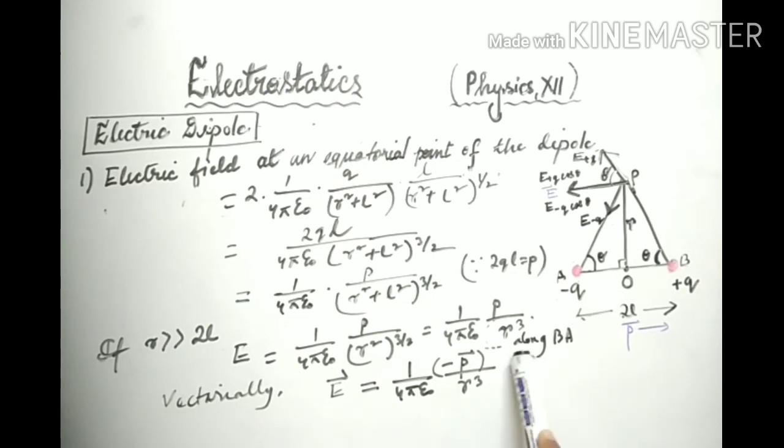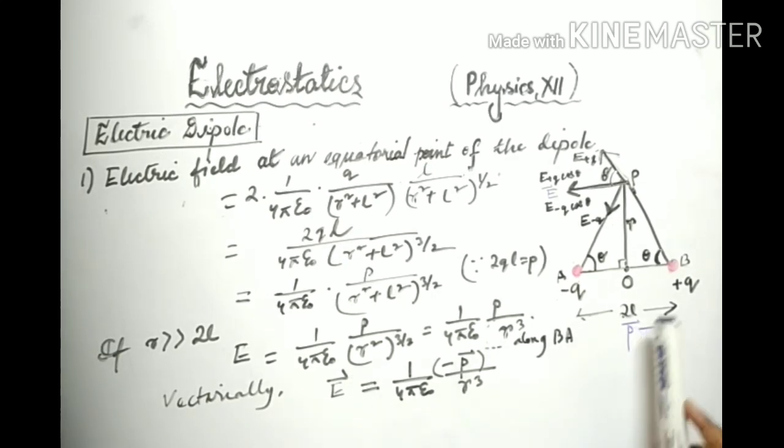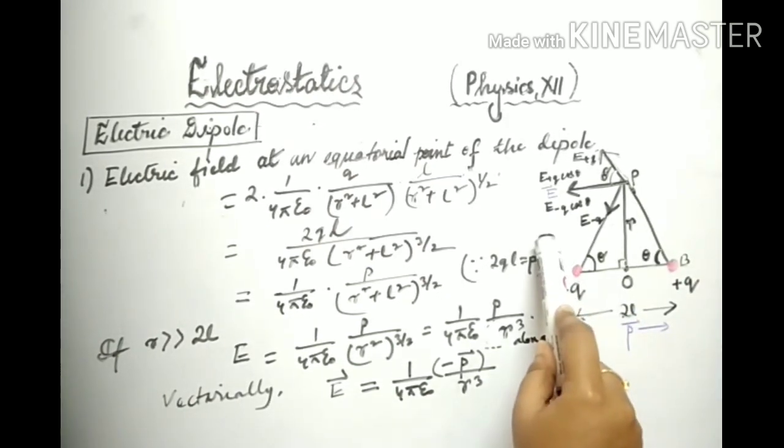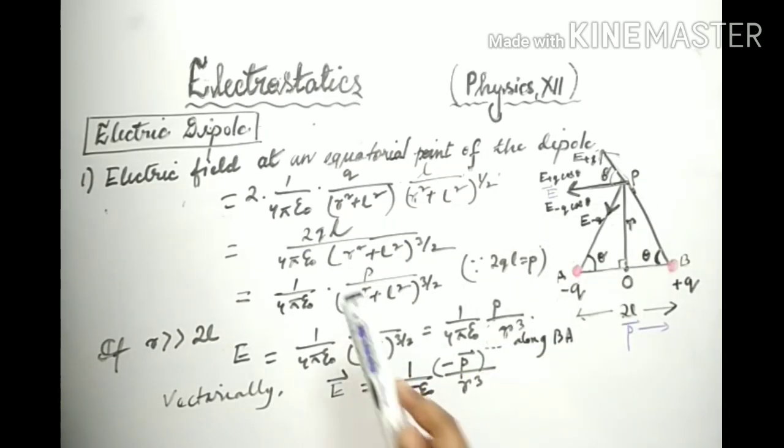When you write minus P, no need of mentioning along BA. From this vector sign only we can understand that E is in the opposite direction of the vector P. So P is along this direction from A to the side B, and electric field in which direction? From the side B towards the side A. That is, electric field can be represented in this manner. And so you should remember this formula, very important. And another thing, let us write here EQUA as a subscript to distinguish it from the axial one.